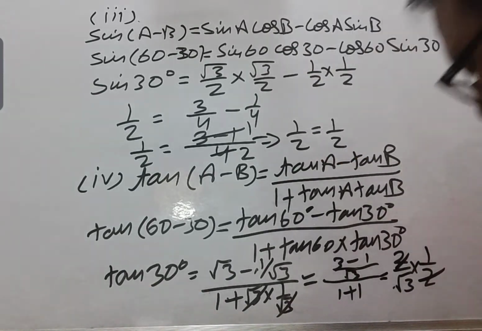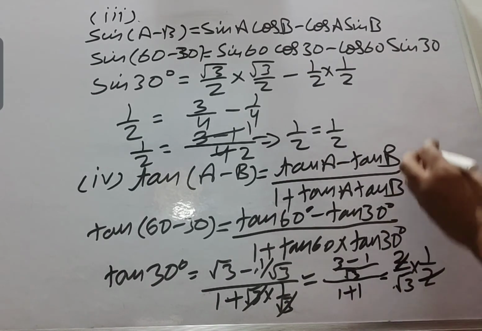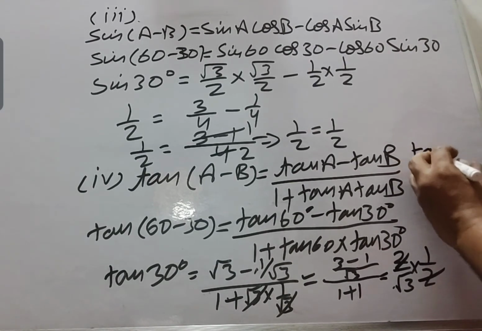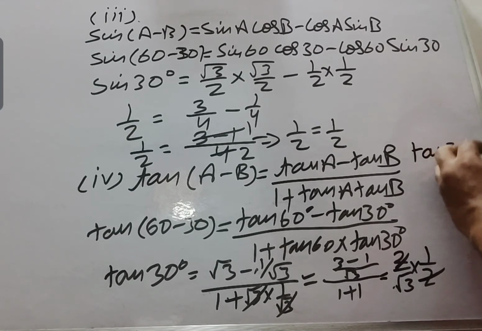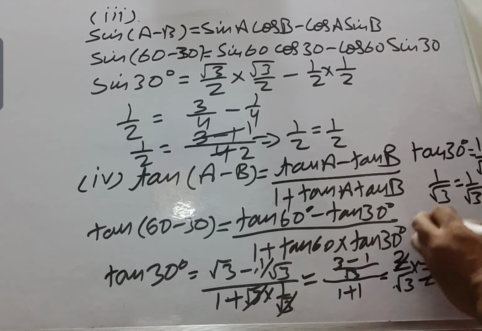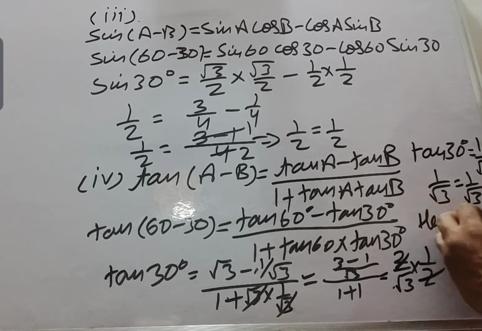So tan(A - B) is equal to tan 30, and tan 30 is 1 upon root 3. So 1 upon root 3 is equal to 1 upon root 3, hence proved.